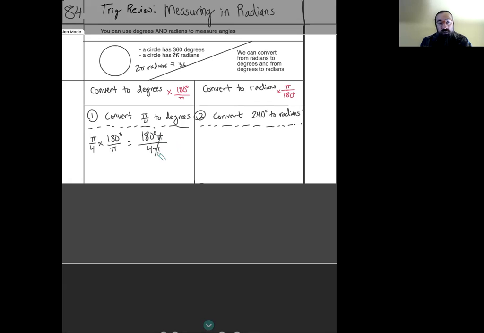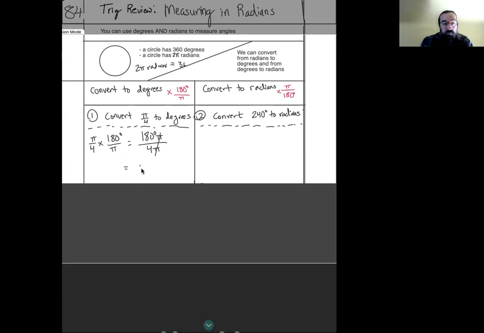And of course, these cancel out. I divide 180 degrees by 4. And I get 45 degrees. And that's it. So if you ever see pi over 4, now you know that that's the same as 45 degrees. That's all there is to it.